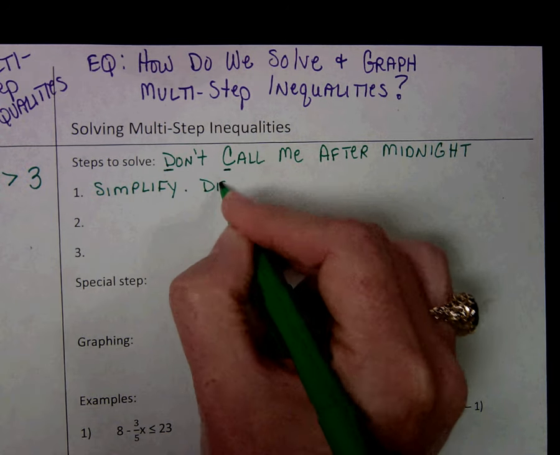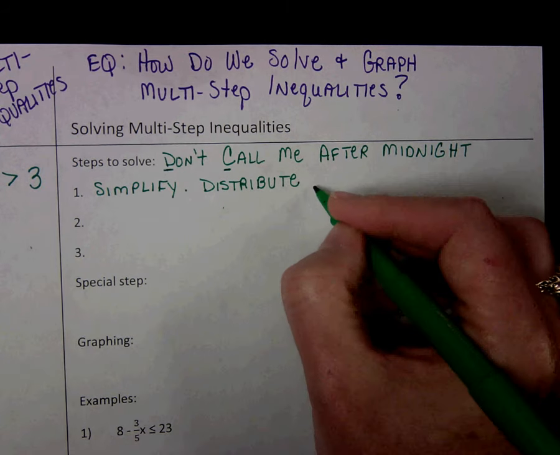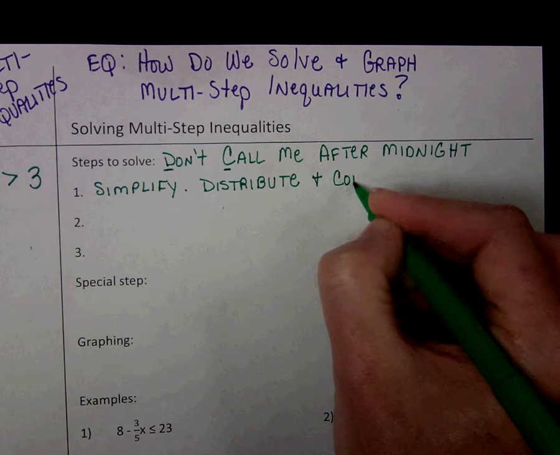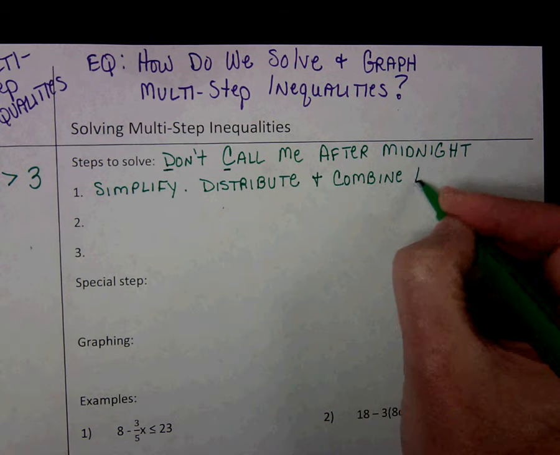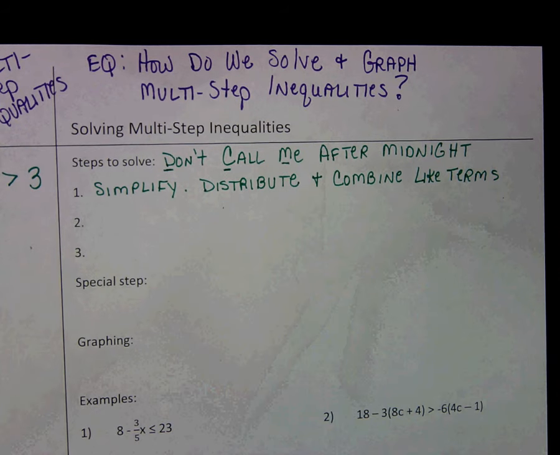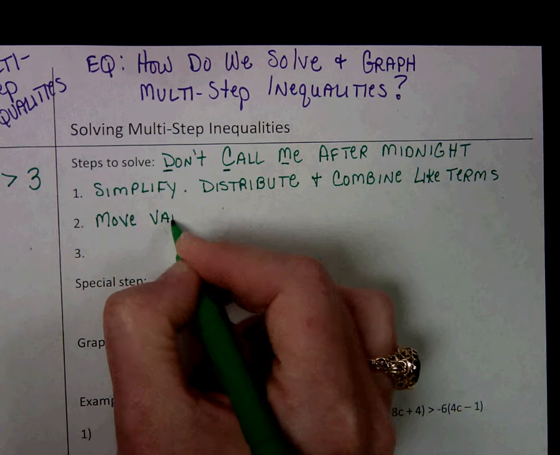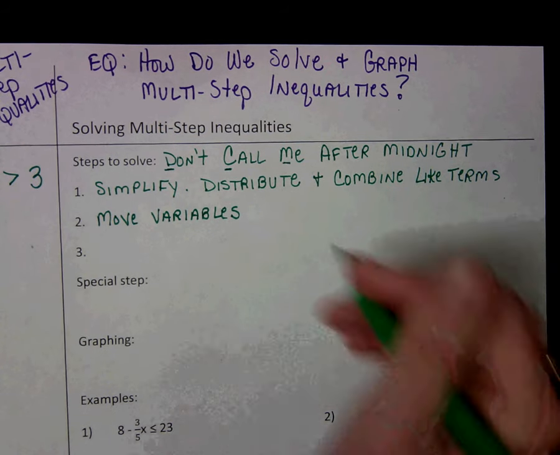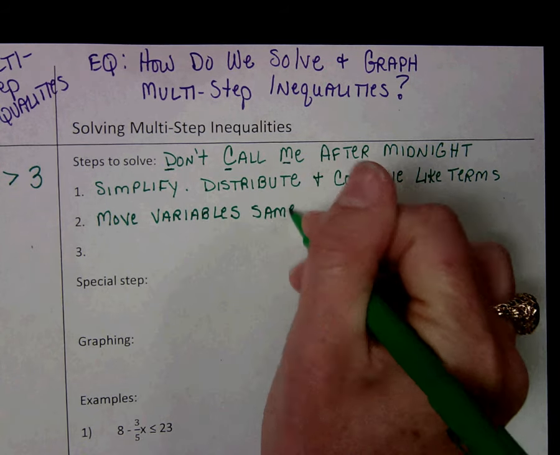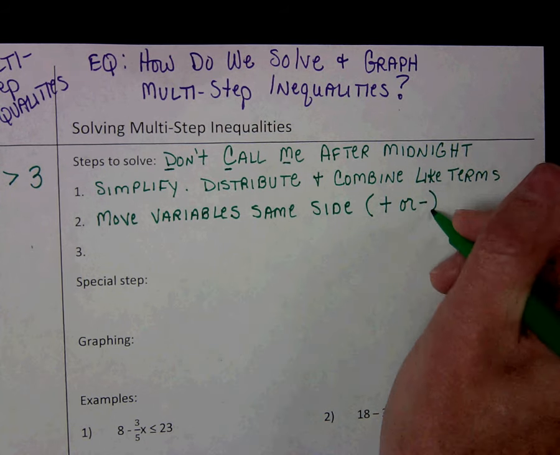We need to distribute if the distributive property applies, if we have parentheses. And we need to combine like terms if we have any. We don't always have that, but these are always the first things we need to look for. Remember the M, the "me," stands for move the variables. You can do this step and the next step a little out of order, but this is the way I suggest: move the variables to the same side. And we always do this by adding or subtracting.